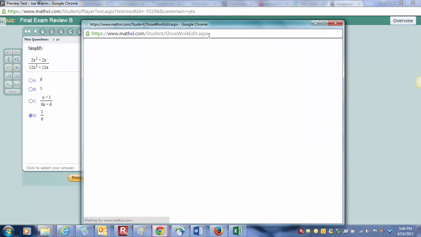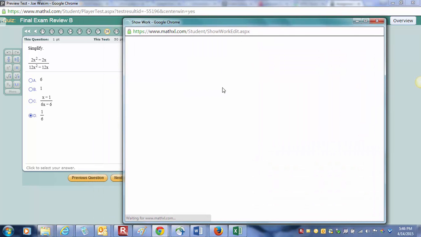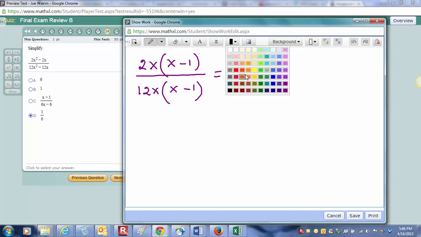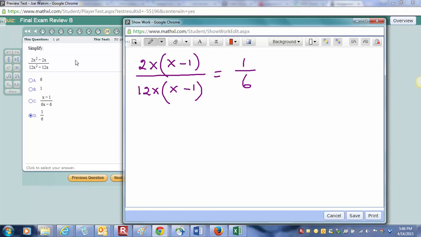Number 28, also we have to factor before we simplify. Notice that we have a 2x common factor, and a 12x common factor. So I pull out the 2x and I'm left with x minus 1. If you multiply, 2x times x gives you 2x squared, the first term, and 2x times negative 1 gives the second term. In the denominator, 12x times x is 12x squared, and 12x times negative 1 is negative 12x.